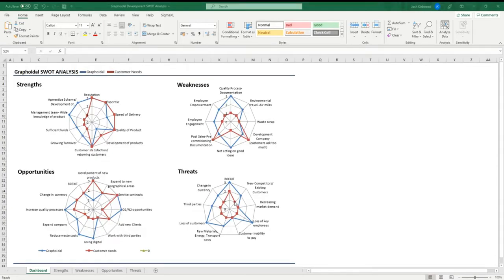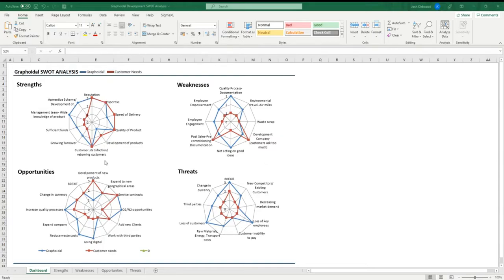So I thought I'd do a video on my SWOT analysis, as this has already been implemented before you asked us to do this. This is a dashboard originally created by myself. Obviously SWOT meaning strengths, weaknesses, opportunities and threats. Thought I'd do this in a spider diagram for both the Graphoidal and what the customer needs. I thought visually was a bit different, catches the eye.